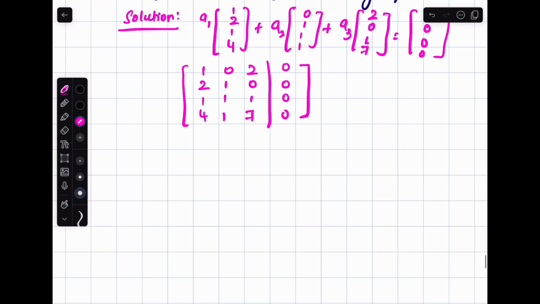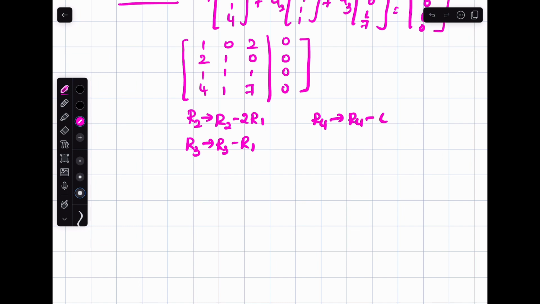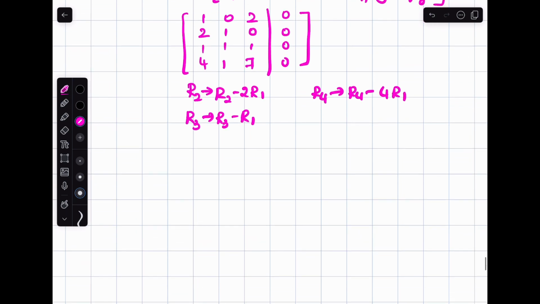Now what we have to do is we have to apply the row operation. So the row 2 changes to r2 minus 2 times r1. Then row 3 changes to row 3 minus r1. Row 4 changes to r4 minus 4 times r1. So we will apply, the first row remains the same, so 1 0 2 0, and the second row changes to 0 1 minus 4 0, third row 0 1 minus 1 0, 0 1 minus 1 0.